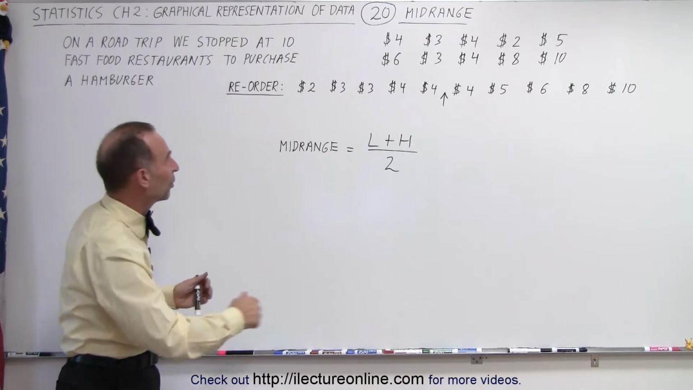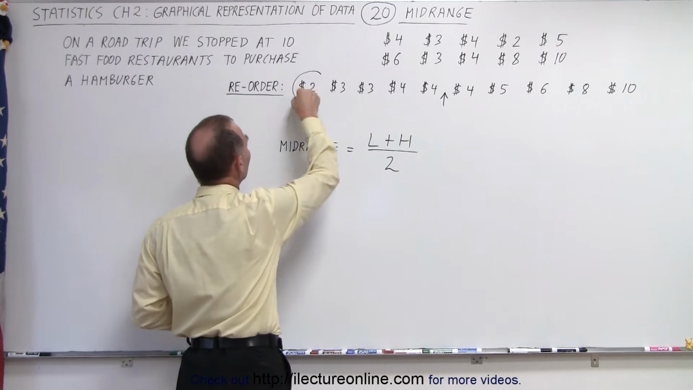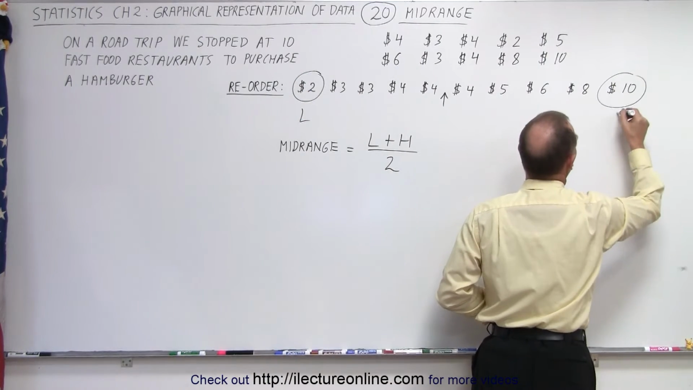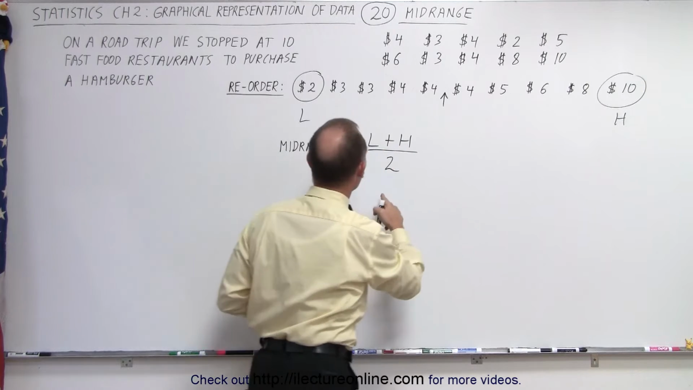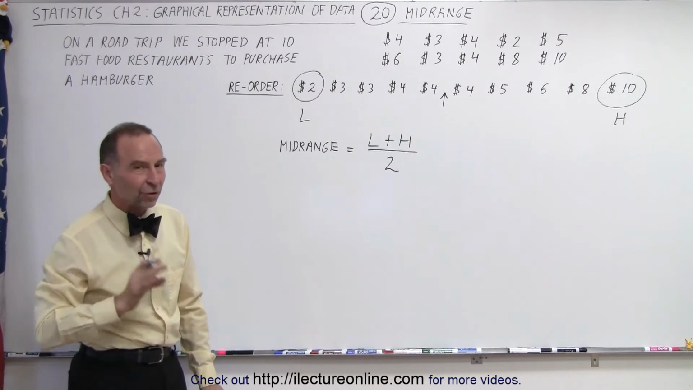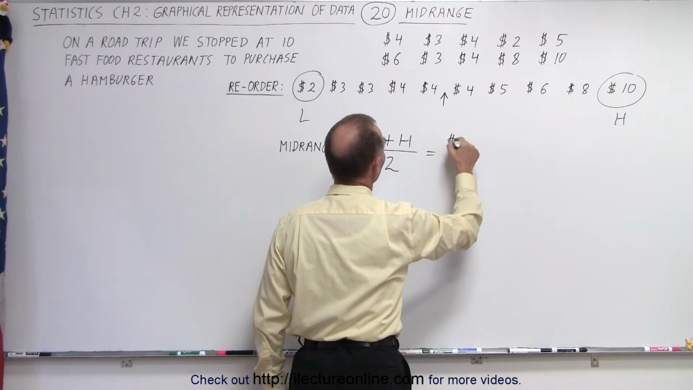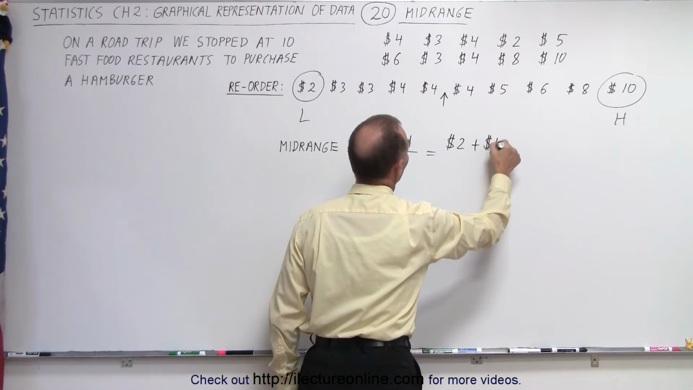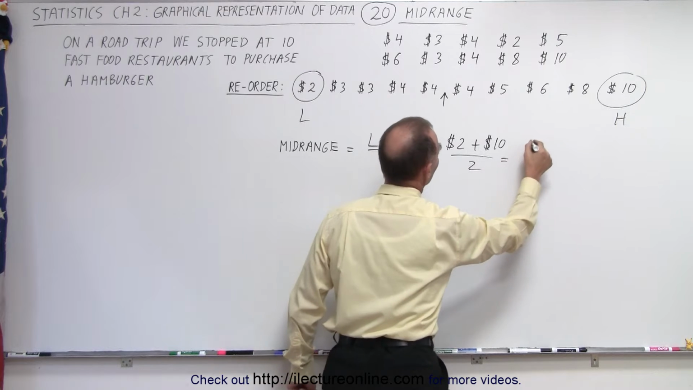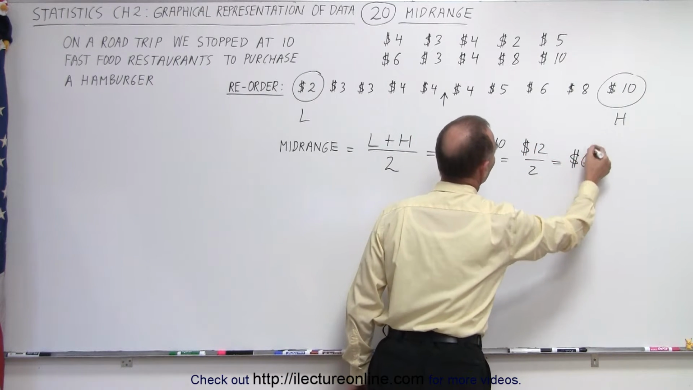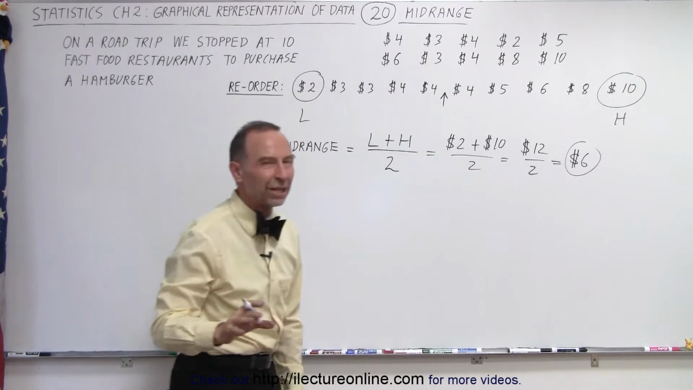But once we have them reordered, you simply go to the smallest value, which is the lowest value. You go to the highest value. And then you grab those two values, add them together, divide by 2, that gives you the mid-range. Let's see what that's equal to. So we take $2 plus $10 and divide by 2, which is equal to $12, divided by 2, which is equal to $6, and that is the mid-range.